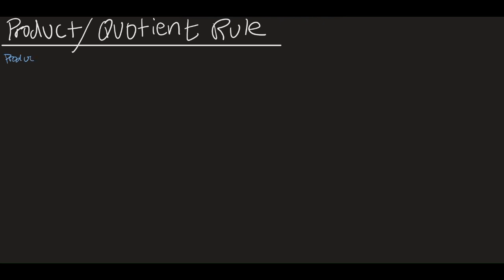So let's first take a look at the product rule, which basically states that if we have the derivative of some product between two functions of x, this is going to be equal to f of x times g prime of x plus f prime of x times g of x. Or you can just think to yourself: the first times the derivative of the second plus the derivative of the first times the second.